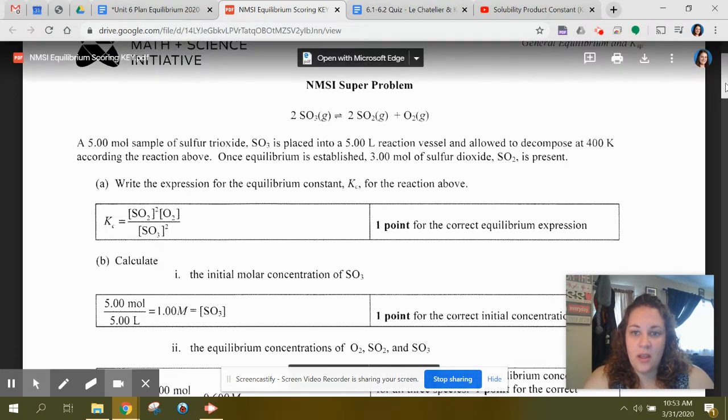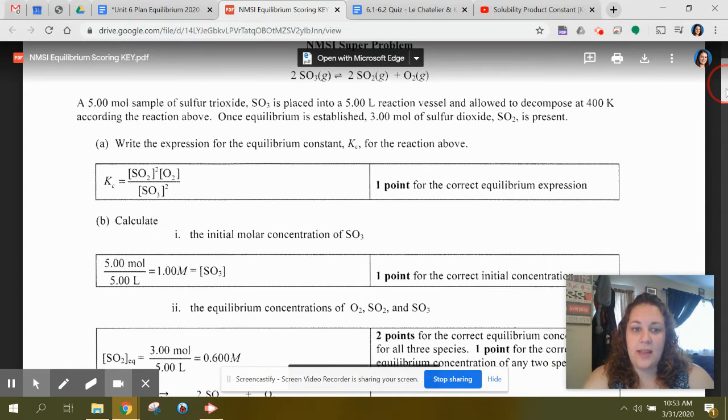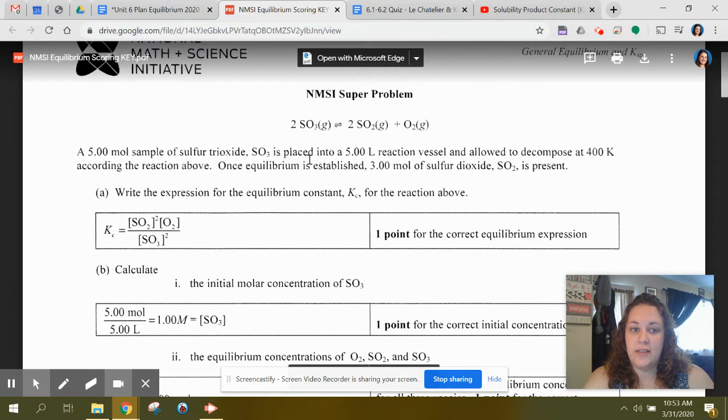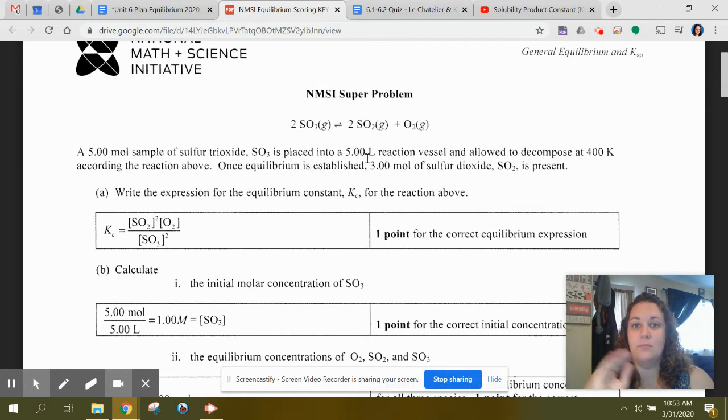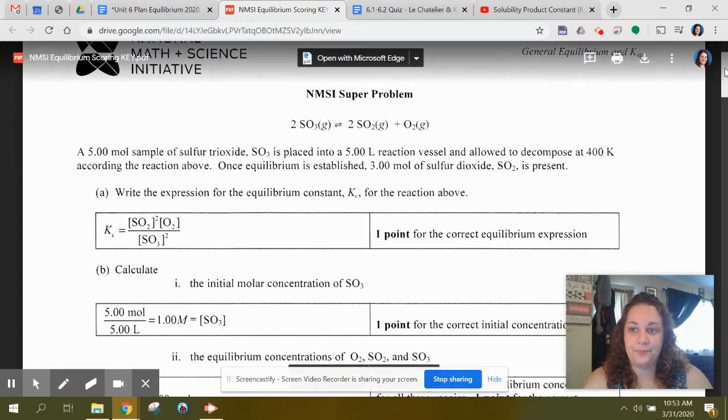Okay. Part B, calculate the initial concentration of SO3. They told you at the beginning it was 5 moles of SO3 put in a 5-liter flask. Concentration is molar or molarity, which is moles per liter. So it's 5 moles in a 5-liter container. So that's 1 molar SO3.